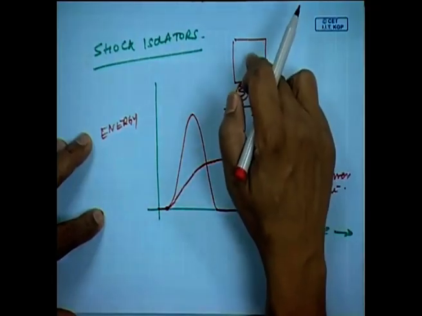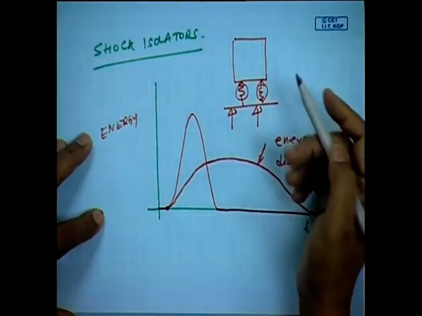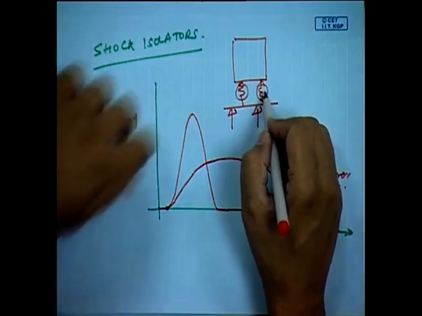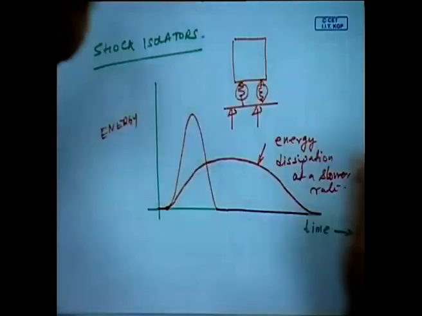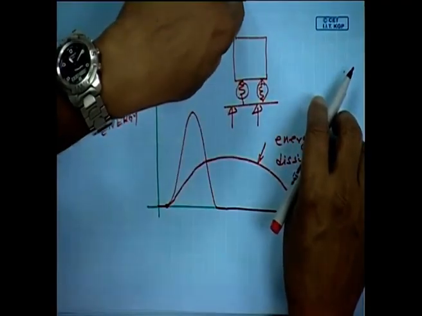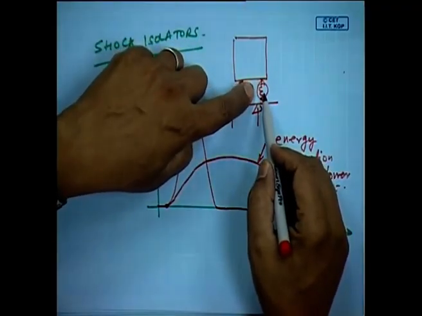Energy has to anyway go in, but I will give it at a much slower rate. How does that happen? This happens by having provisions for these isolators to flex, to move. Unless they move, they cannot take up that energy. Instead, if it was a rigid connection, everything would go in. So, this is a soft connection here, this is a soft connection here.